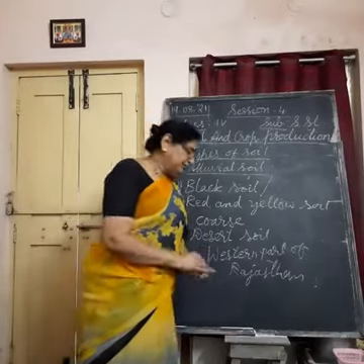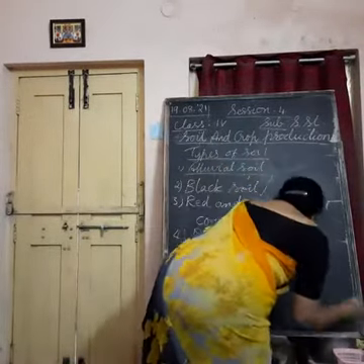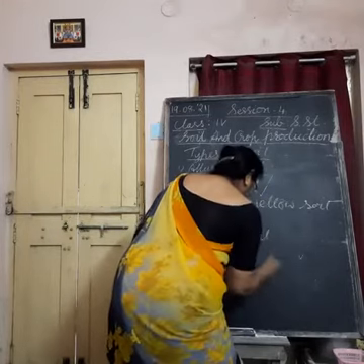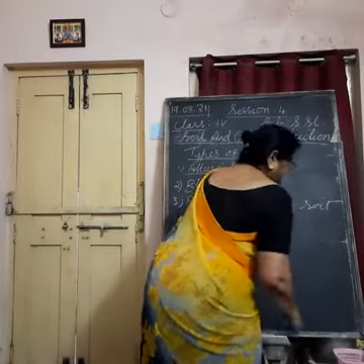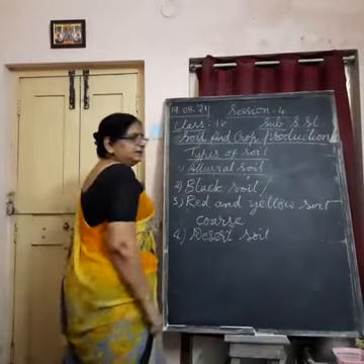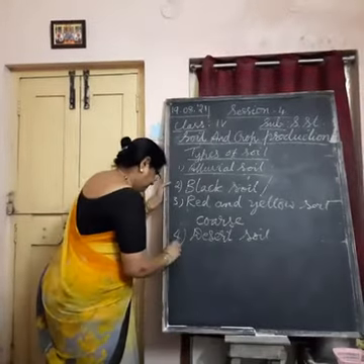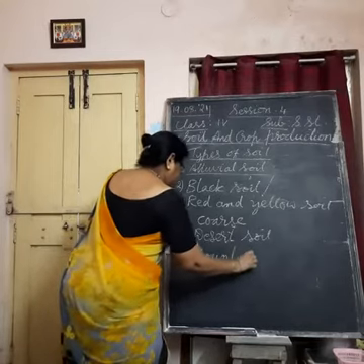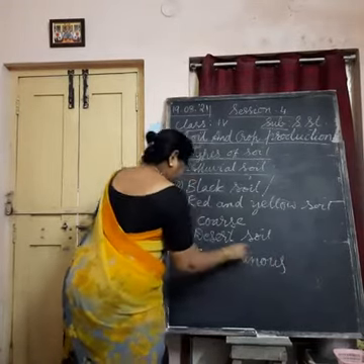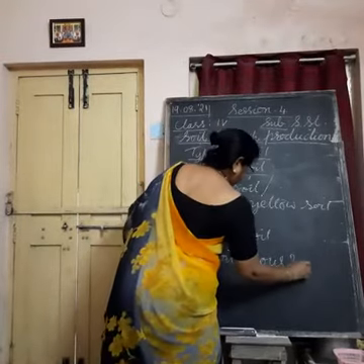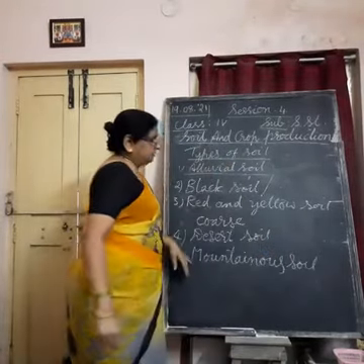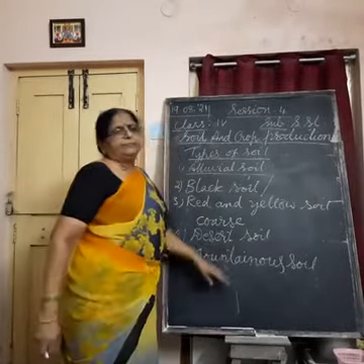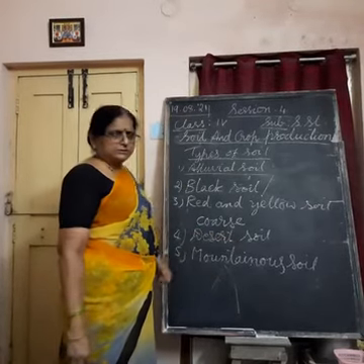Then next comes mountainous soil. This mountainous soil is found on the slopes of the mountains and in the valleys. Valleys are the land between two mountains. So, mountainous soil is found on the slopes of the mountains, children. Understand? It is also a little coarse.